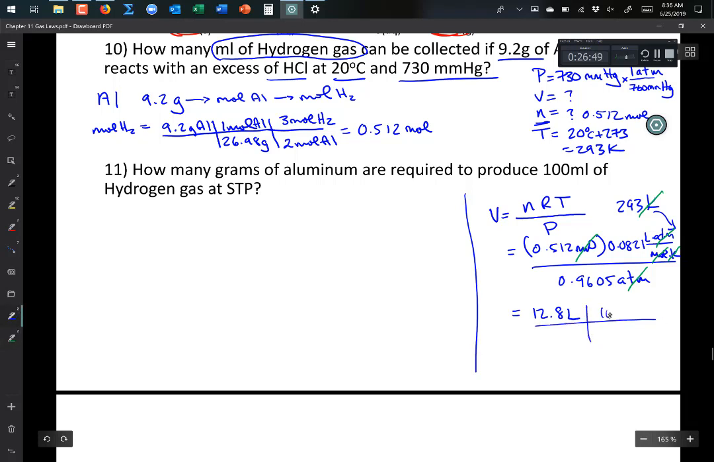So the 1,000 milliliters is in 1 liter. I don't know how that got explained to you, but that's 12,800 milliliters, like that.